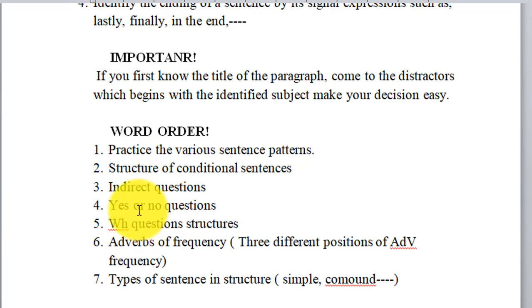A yes or no question always begins with auxiliary verbs, modal verbs, or be forms of verbs, plus subject, plus action verb, plus another element. Don't forget this one please. A WH question is a WH word plus auxiliary verb plus subject plus action verb plus another element.